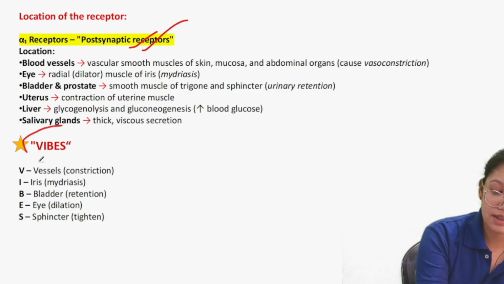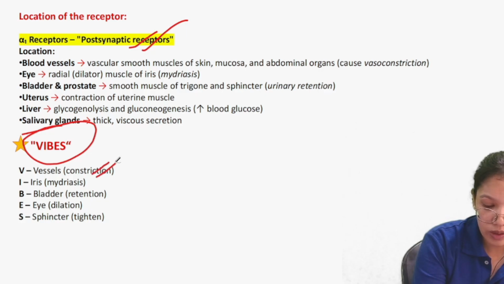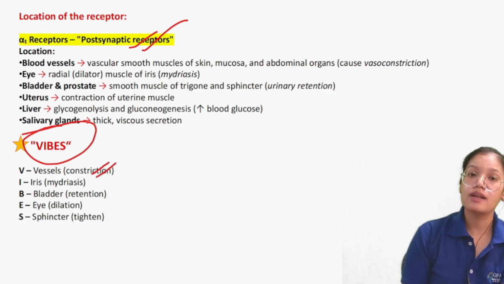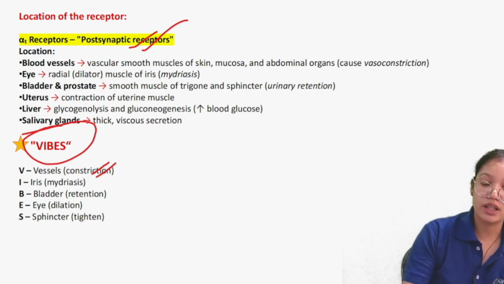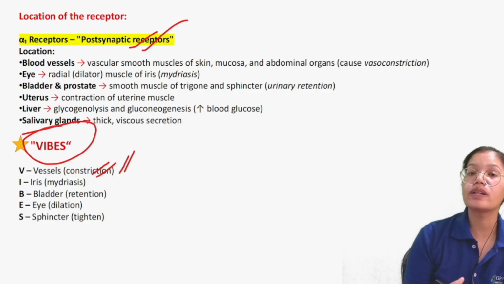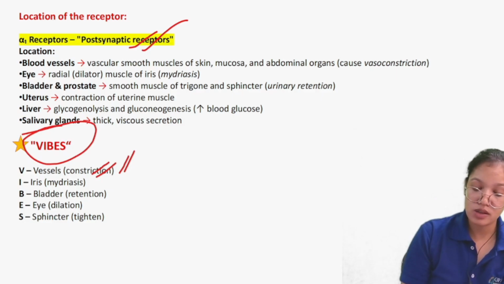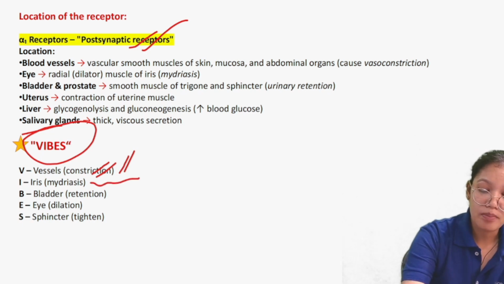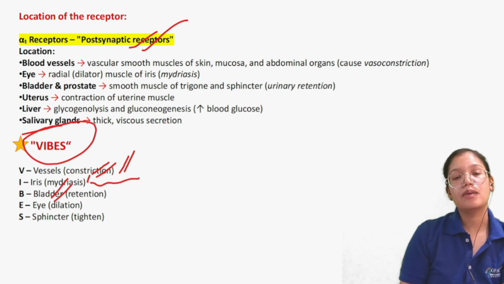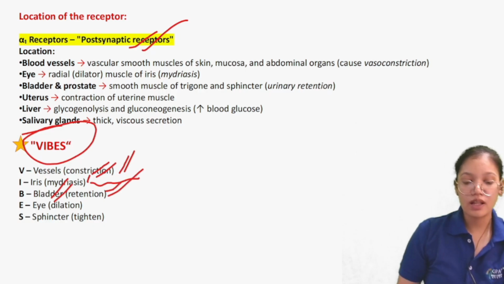So, you can just remember this word WHIBES. From V you can say blood vessels. There in the vessels it is responsible for vasoconstriction. Then from I you can say iris. Inside our eye, in the iris, it is present there also, and that is responsible for the mydriasis effect. Then we have bladder. Okay, from B, bladder, urinary retention.